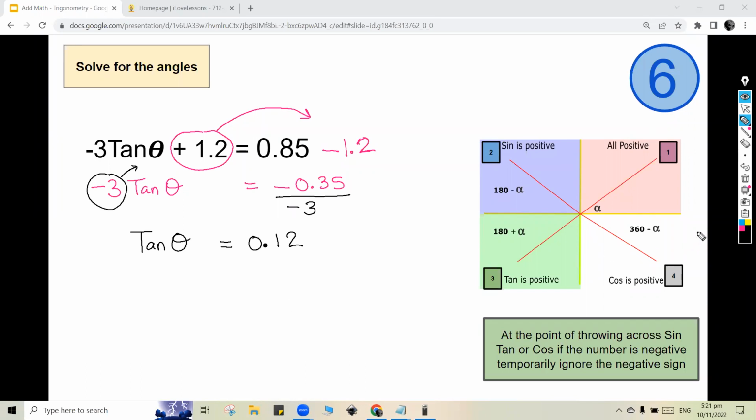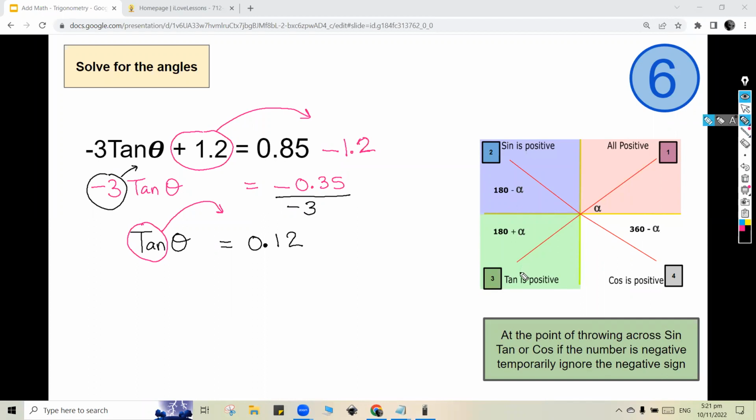Now it's time to throw across the tan because we threw across everyone else already. So at the point of throwing across the tan, and the tan is landing on this side, he looks down and he says, hey, I'm going to land on a positive number. Where is tan positive? Which two regions would tan be positive?